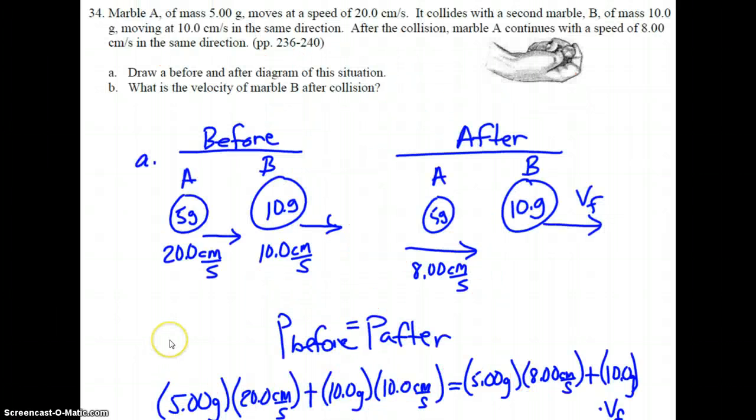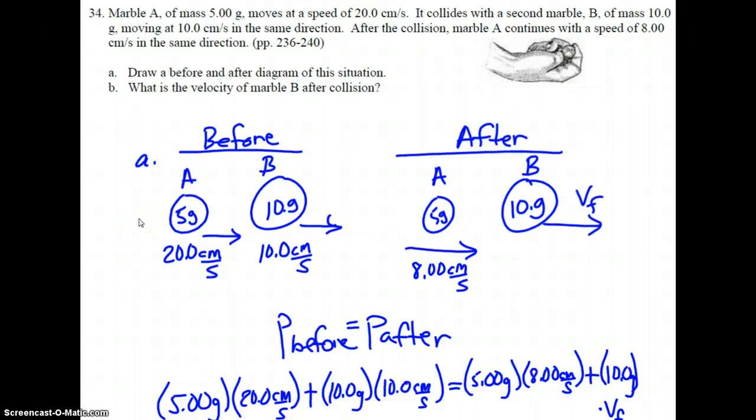All right, let's move on to number 34. Marble A of mass 5 grams moves at a speed of 20 centimeters per second. It collides with the second marble B of mass 10 grams moving at 10 centimeters per second in the same direction. After the collision, marble A continues at a speed of 8 centimeters per second in the same direction. Draw before and after diagrams, and what is the velocity of marble B after collision?